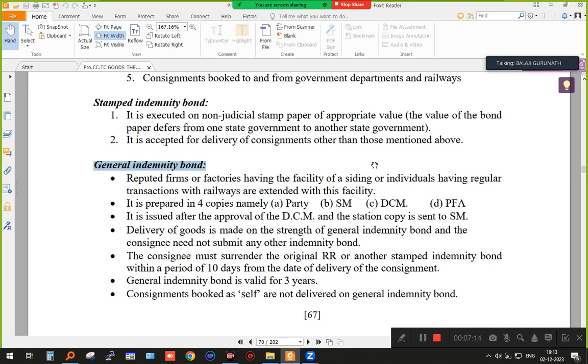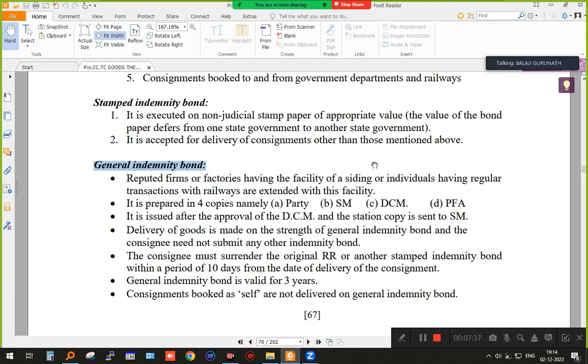Now how is this bond paper prepared? It is prepared in 4 copies: party, station master, DCM and PFA. What is PFA? Principal financial advisor. Yes, PFA is the principal financial advisor.